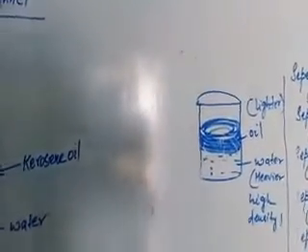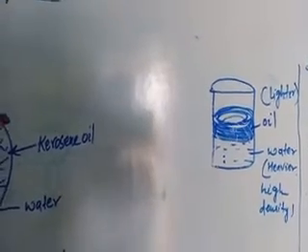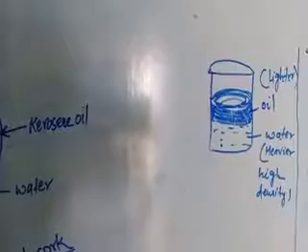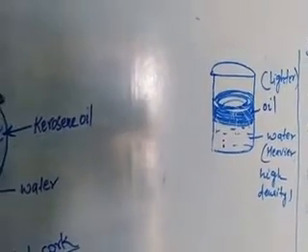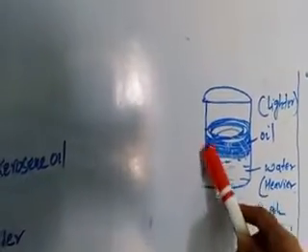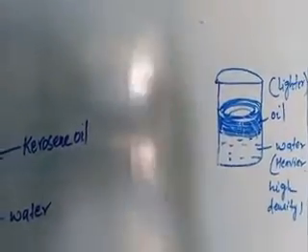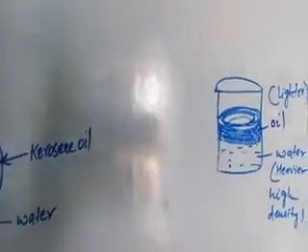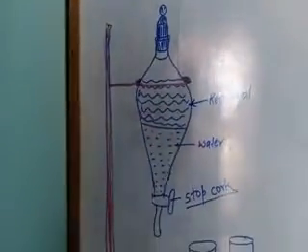So here we have to take those immiscible liquids which are of different densities. That is, one liquid should have higher density and one liquid should have lower density, so that they form two distinct layers, and that type of mixture only we can separate with the separating funnel.